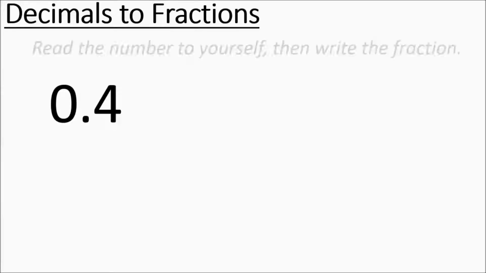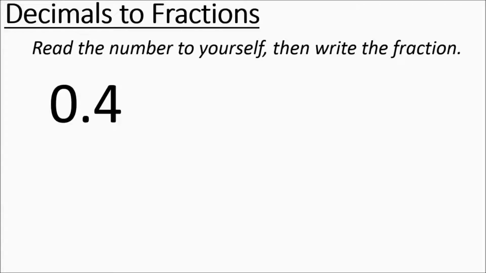So we're going to start with this one. That says 0.4, but that's not the real way to say it. And what you want to do is know how to properly say it in order to make it into a fraction. So you read the number to yourself in the proper way and then write the fraction. So that would be read as 4/10. And then you'd write it as a fraction.